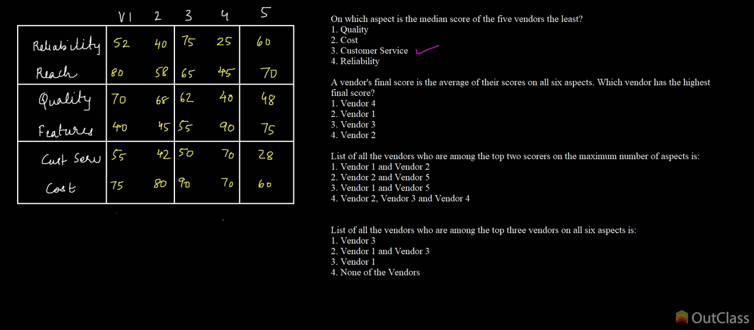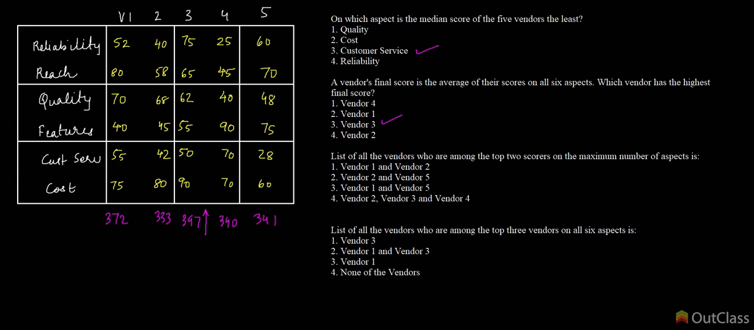The sums are 372, 333, 397, 340 and 341, at least according to the values that I've taken down from the graph. But the difference is pretty big. 397 is clearly much bigger than the others. So vendor 3 will have the highest sum and therefore the highest average as well.